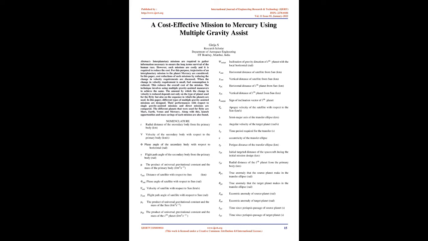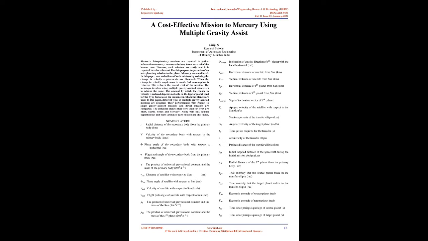The amount by which the change in velocity is reduced depends not only on the type of planet used for the flyby but also on the sequence in which the planets are used. In this paper, different types of multiple gravity-assisted missions are designed. Their performances with respect to single gravity-assisted missions and direct missions are compared.